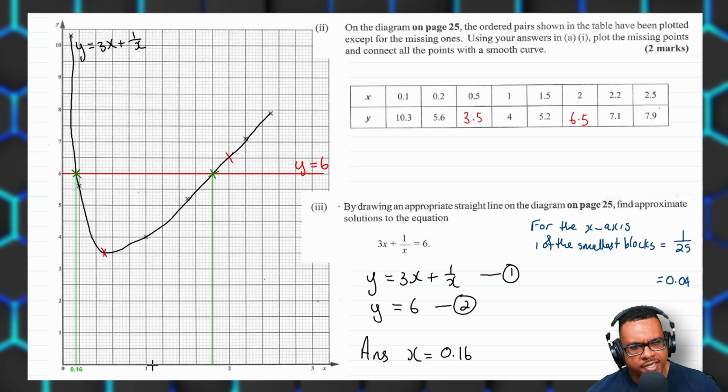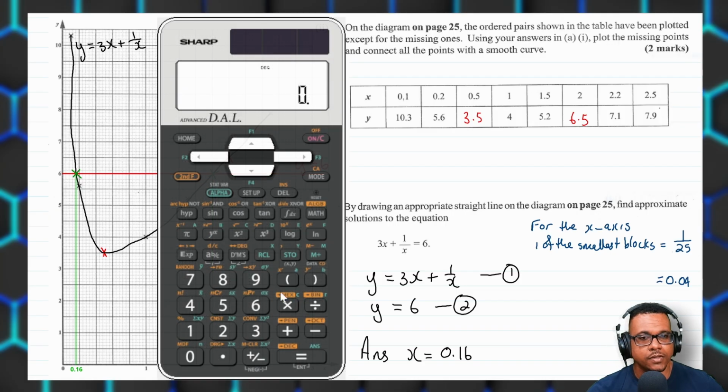So we just have to multiply that 20 by 0.04, and we find out how far away from 1 this point here is. So if you go to the calculator and multiply 0.04 by 20, we get 0.8, and that's how far away from 1 the point is, right?